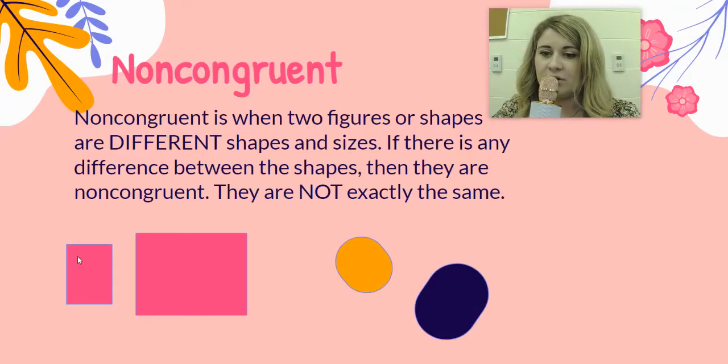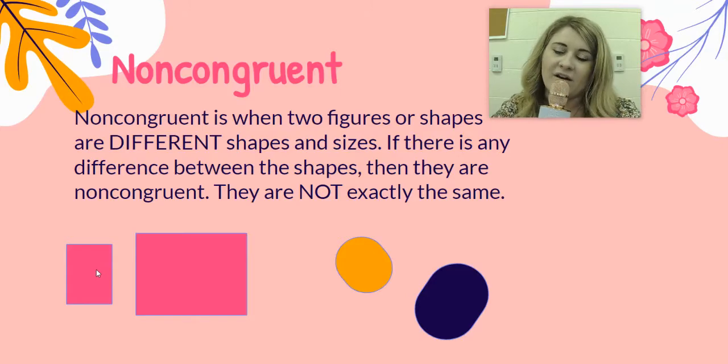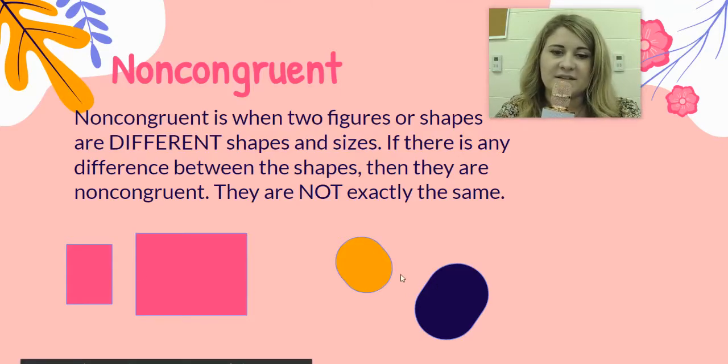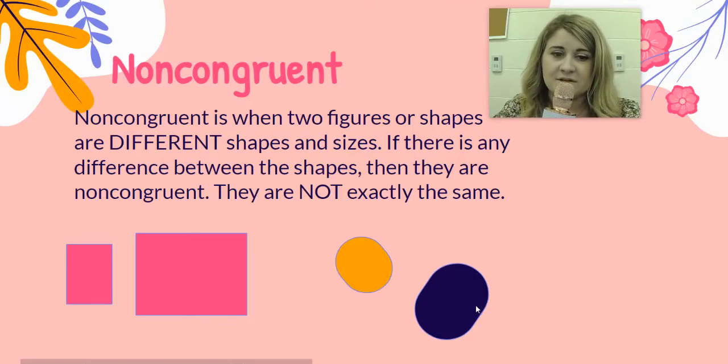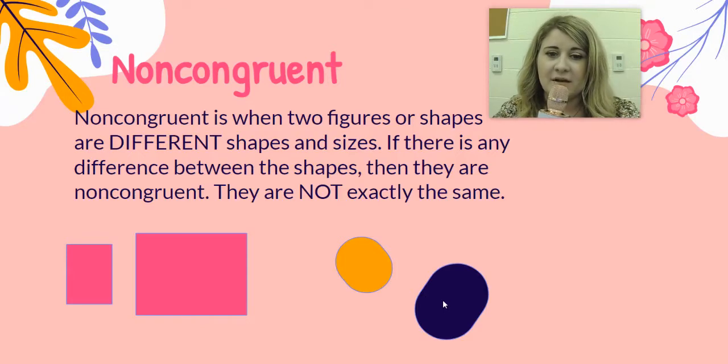Here we have 2 shapes. They are probably kind of the same shape. We have 2 rectangles, but are the sizes different? Yes. So they are not congruent. Next, we have these 2 shapes. They look kind of similar, but this one is much larger. And we know that if it's not the same size or shape, then it's non-congruent. So these are non-congruent because they are not the same size and shape.